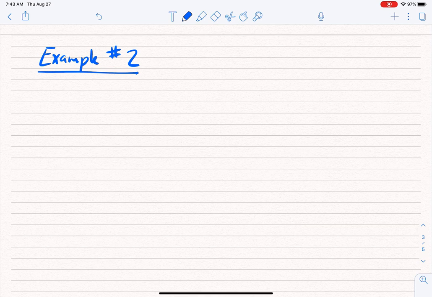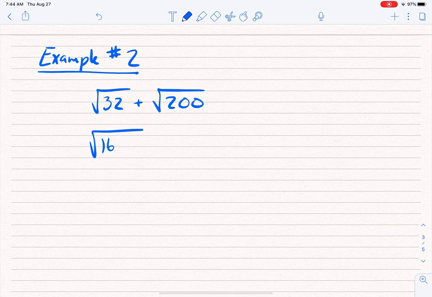All right, with exemple numero dos, you can have something like the square root of 32, which I don't know, plus the square root of 200, which I don't know. And using that first property of breaking things up into their factors, I can do already some work with this that then helps me simplify the whole thing. See, the square root of 32 is the same thing as the square root of 16 times 2. And the square root of 200 is the same thing as the square root of 100 times 2.